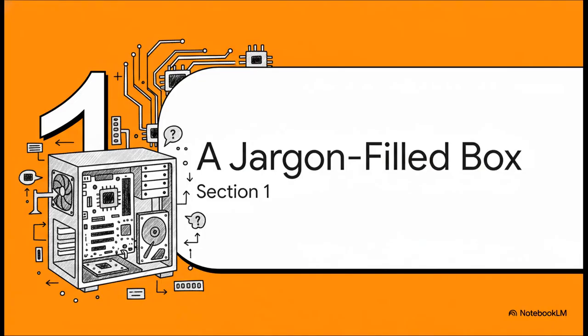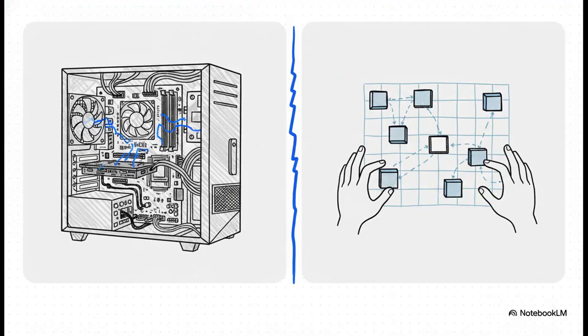Okay, so before we can really translate that ad, we need to get on the same page about what a computer is at its core. So in this first section, we're going to cover two fundamental ideas that everything else is built on. First up, let's talk about the difference between computer organization and computer architecture.